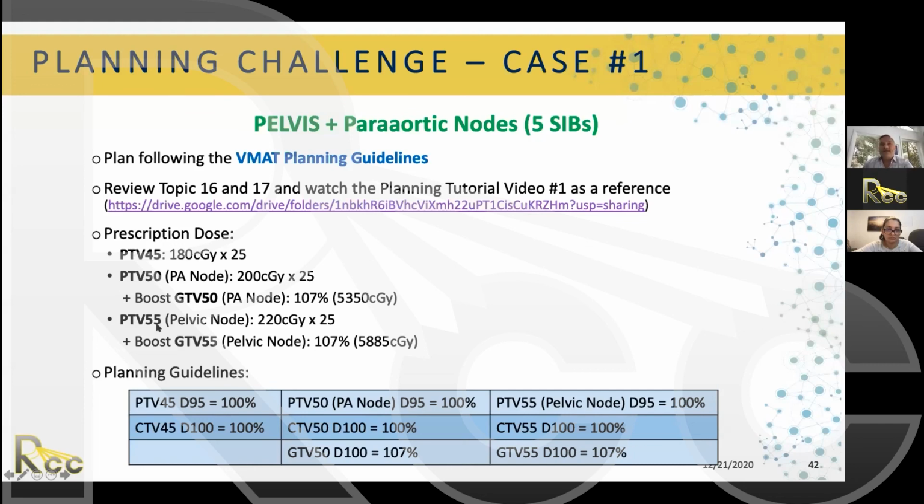And then here are the prescriptions that we want for this case. We have 3 PTVs, PTV 45, 50, and 55 with the doses each, 25 fractions. These are all simultaneous boosts. And then we also have GTVs that are going to a higher dose. So this is also a guideline. And I sent you all an email last night. Well, last night for me, probably you get it early today in your time, with more specification. And this is what I included. This is the planning guidelines for this case.